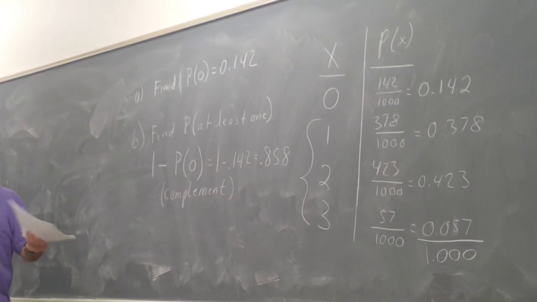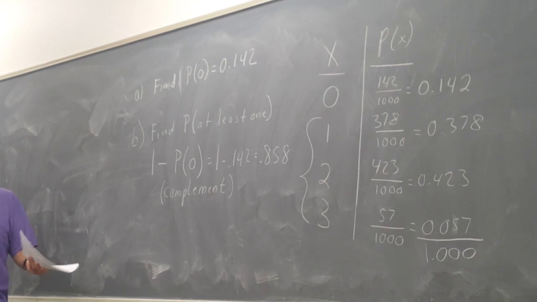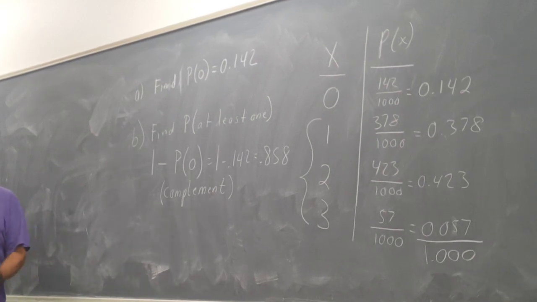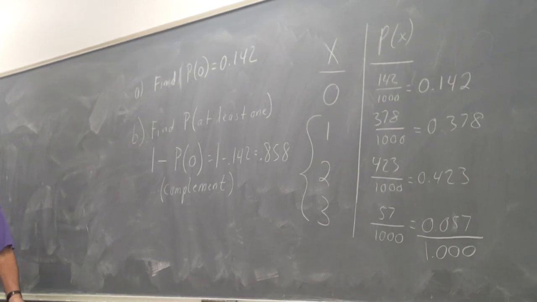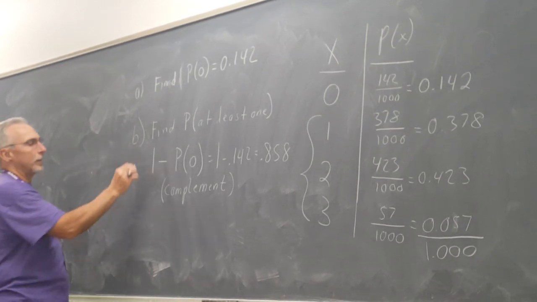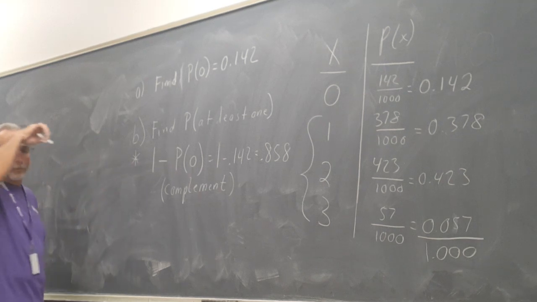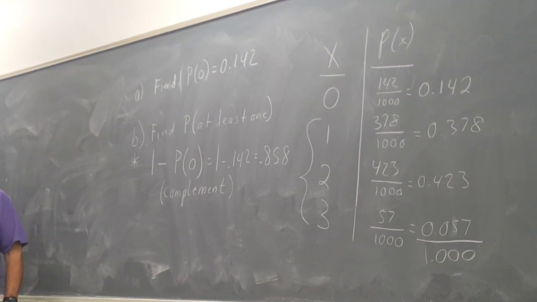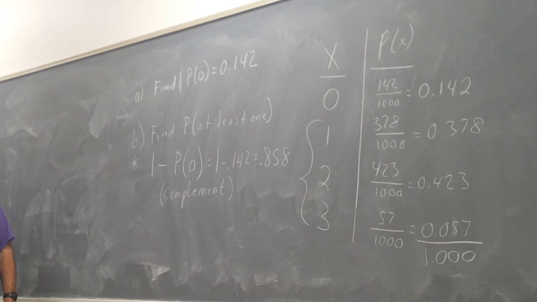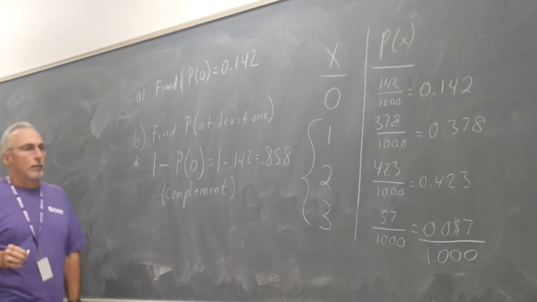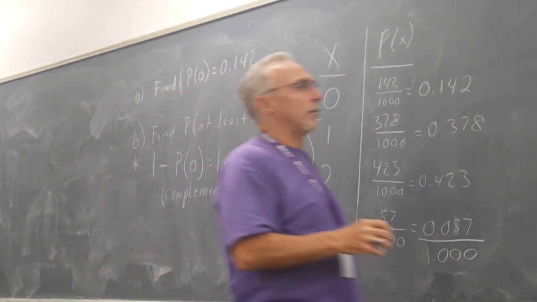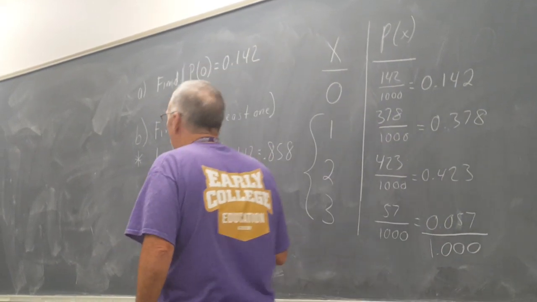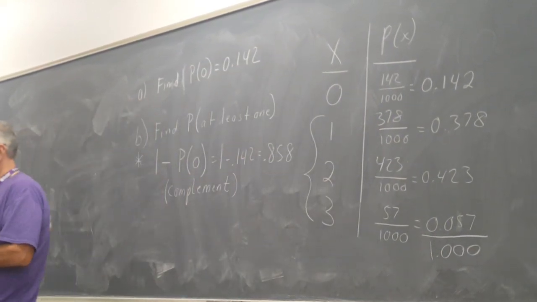Now, how else could you have done it? You could have added them. You could add the three together. And there's nothing wrong with that, but if you have 20 things you have to add or subtract one, it's a lot easier to remember this. So always remember the potential of using the complement. So again, once you have the distribution in front of you, it's not too bad to come up with these different probabilities.